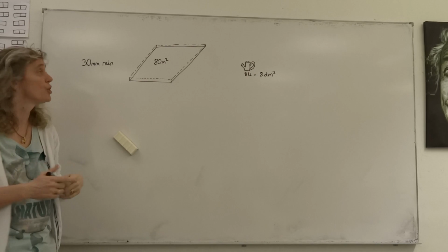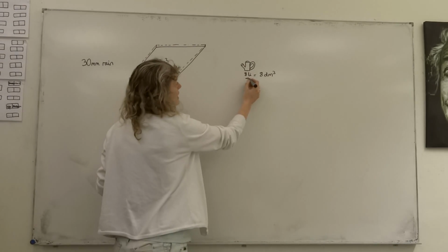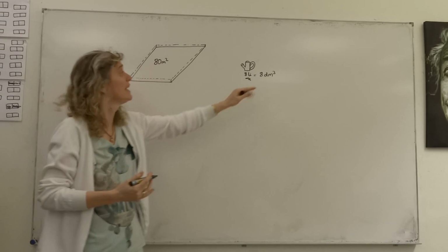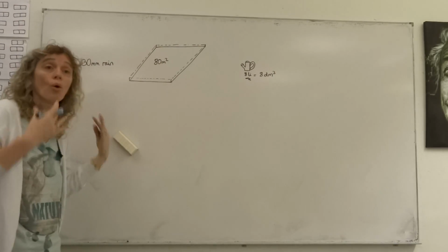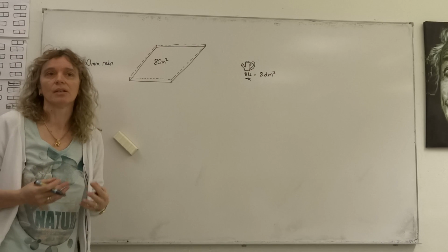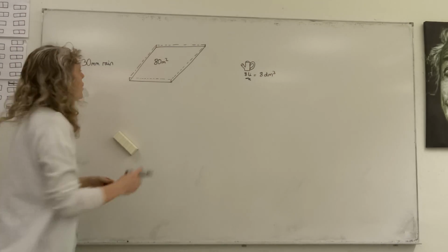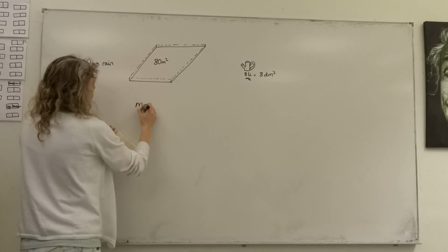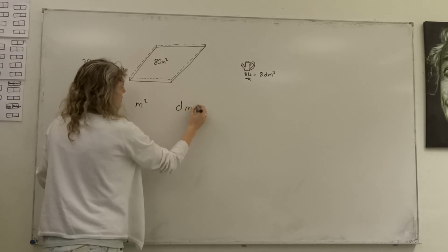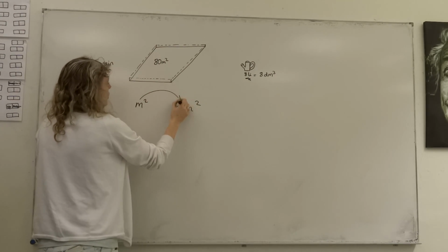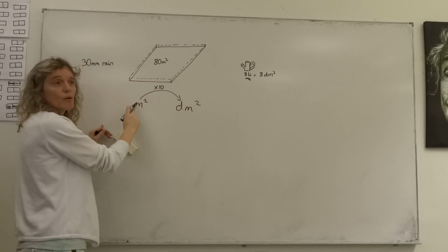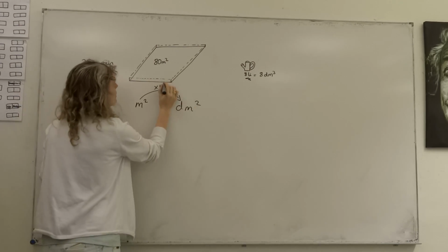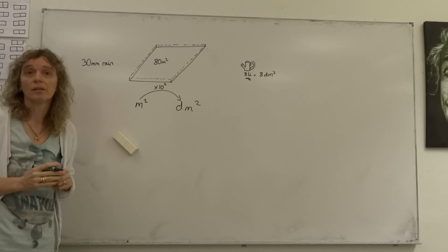In order to be able to do that, we know that we're looking for litres, and a litre is the same as a decimetre cubed. So if we're smart, we change all our units to decimetres already from the beginning. So what is metres squared in decimetres squared? Well, to go from metres to decimetres, it's times 10. So to go from metres squared to decimetres squared, it's times 10 squared.